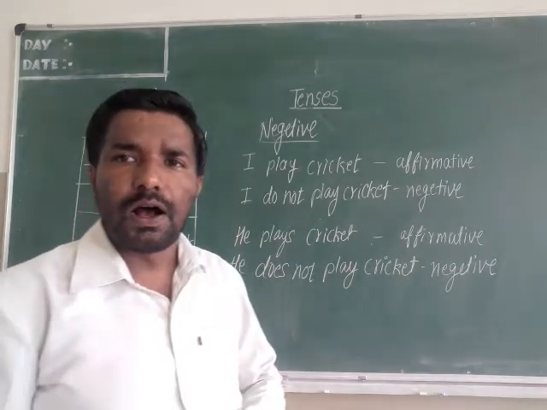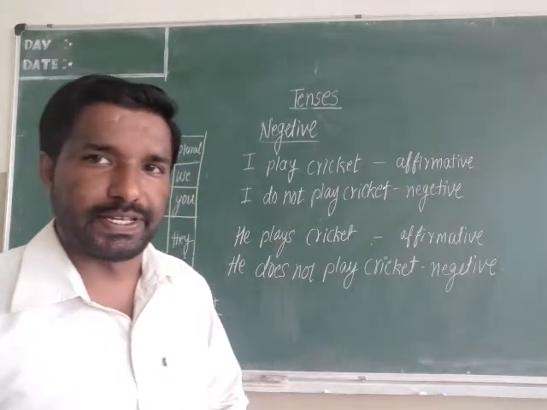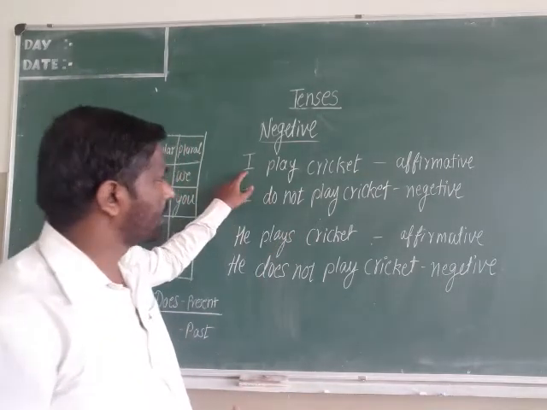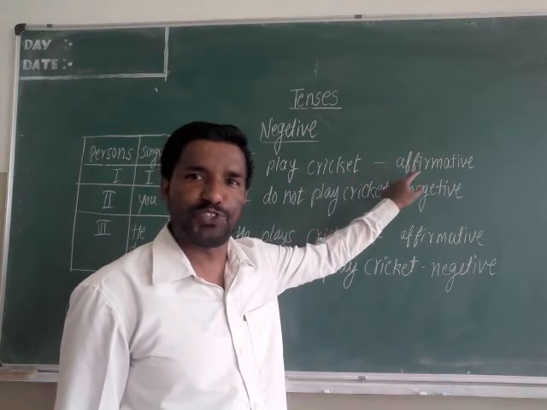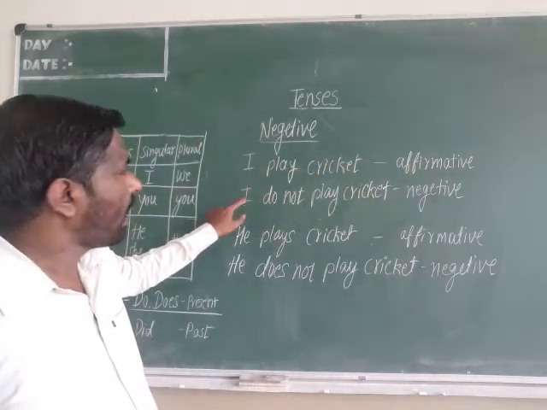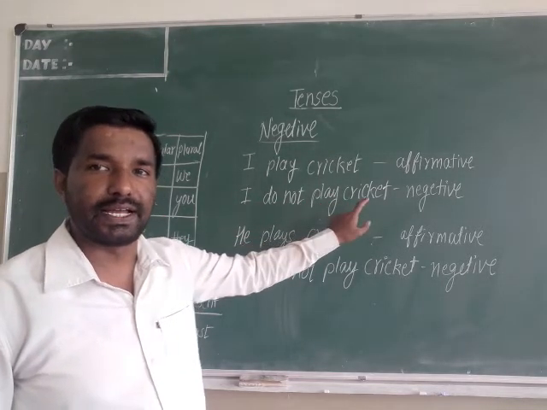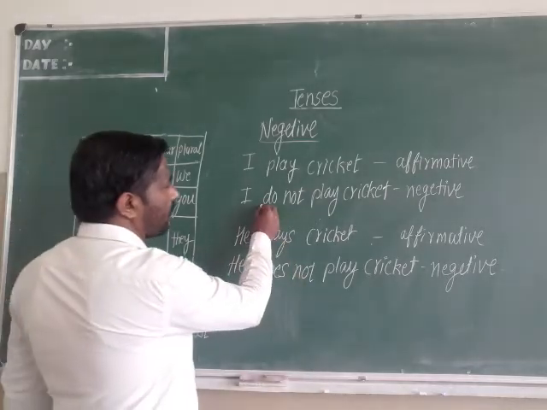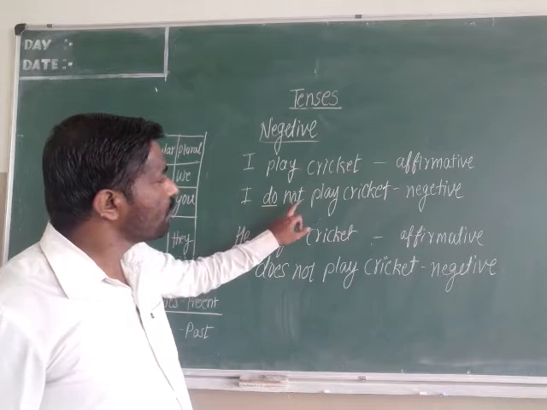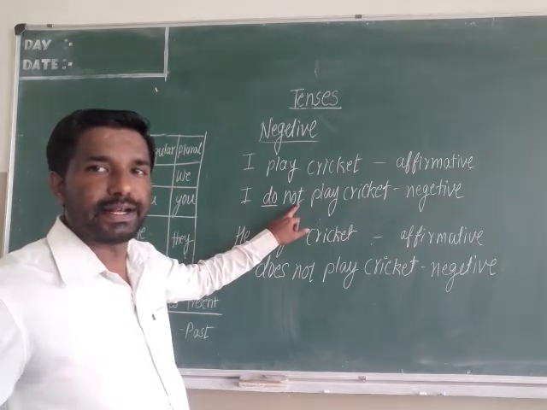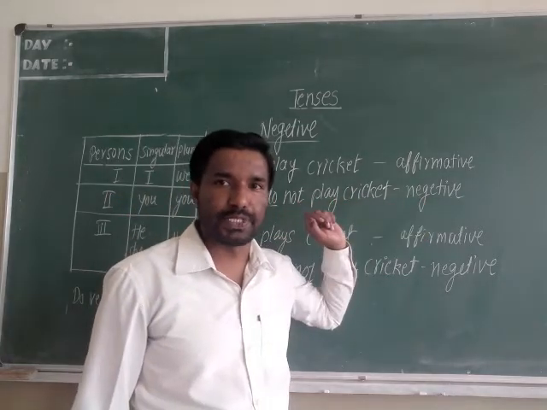Now let us see how to change affirmative sentences into negative sentences. For example, you see here, I play cricket. It is an affirmative sentence, means positive sentence. I do not play cricket. It is a negative sentence. Here you have to take the help of do. I do not. Not indicates negative sense. So, I do not play cricket, it is a negative sentence.